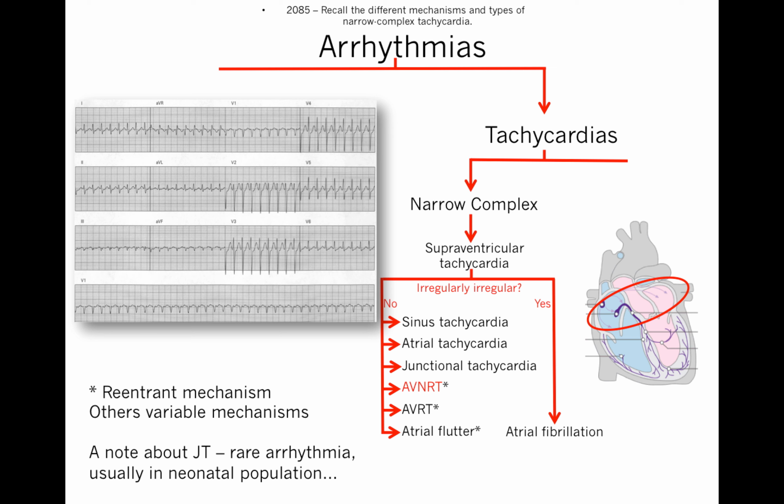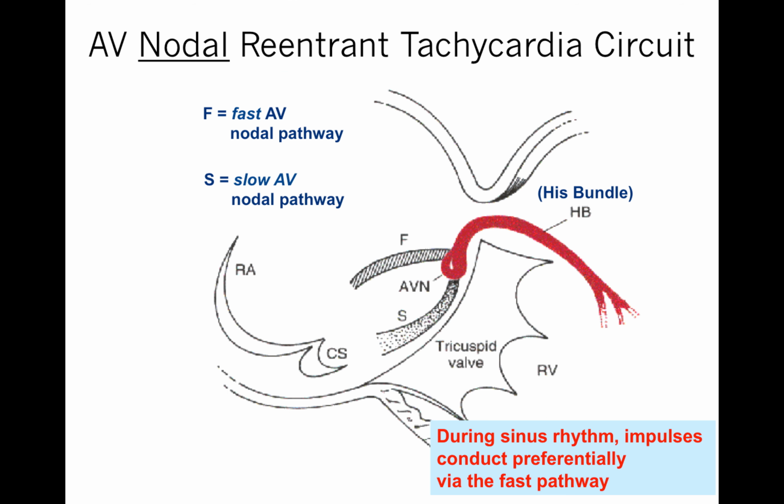Moving on to AVNRT, AVRT, and atrial flutter. These three are reentrant mechanisms. And AVNRT is the perfect arrhythmia to explain how reentry can cause arrhythmias. So some people have both a fast and slow pathway within their AV node. Normally, we conduct down the fast pathway through the AV node to the His-Purkinje system.